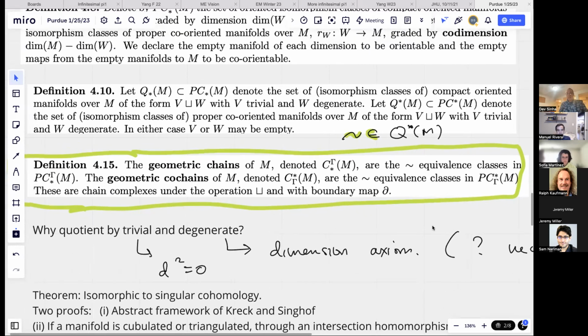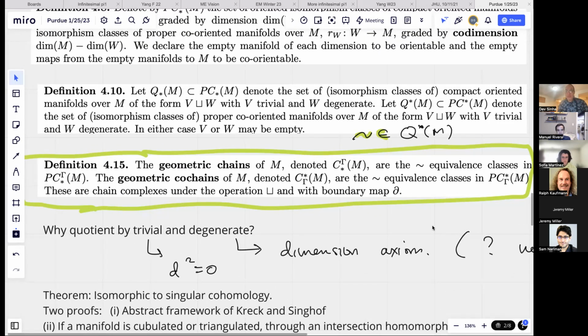So anyways, that's why you need to quotient, and that seems simple enough, but now your cochains aren't manifolds with proper maps, they are equivalence classes of such. So that's what I was alluding to at the beginning. Your cochains are already equivalence classes, and then of course cohomology is going to be further equivalence.